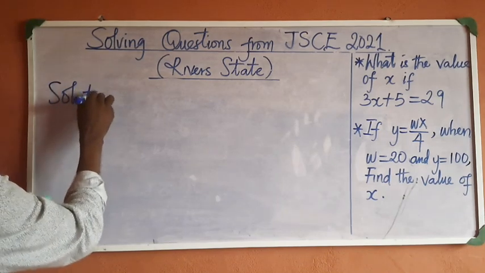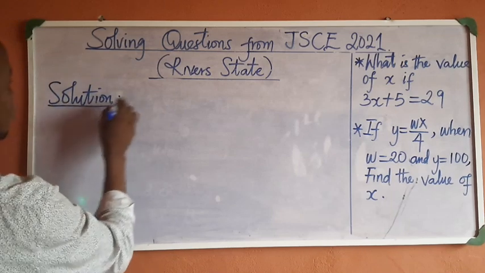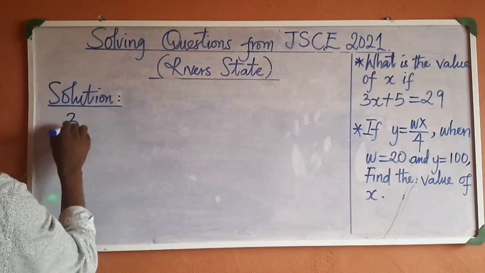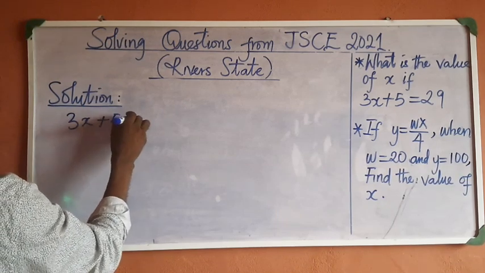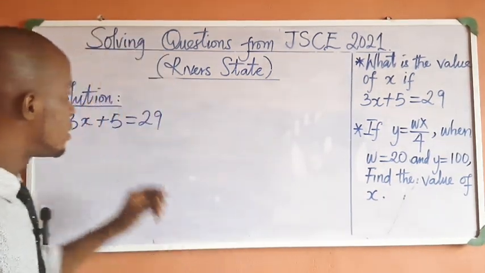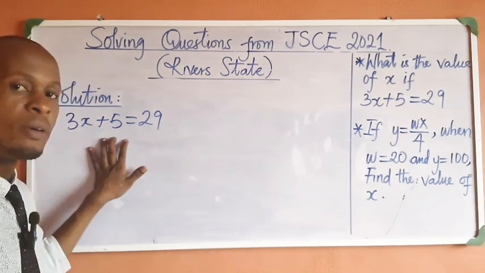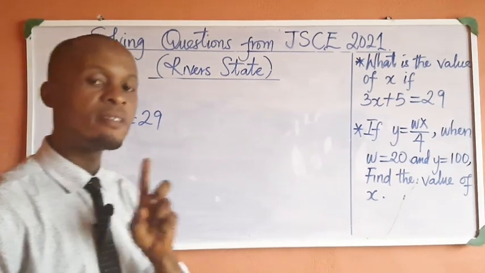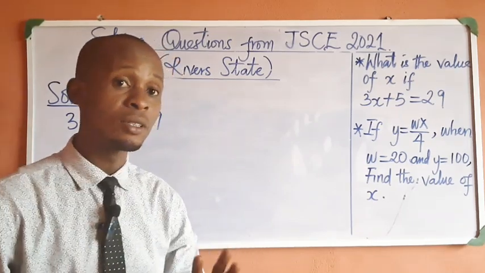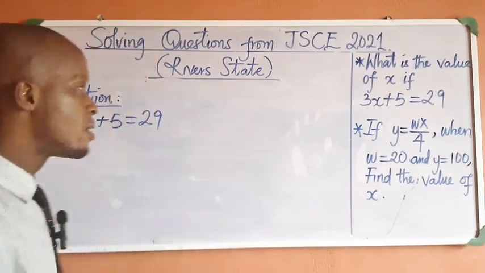Solution. What is the value of x if 3x plus 5 equals 29? First, I would like you to understand that this type of question is an equation. This is a simple linear equation, and it's very, very easy to solve. So I want you to pay attention and be calm as I explain to you step by step.